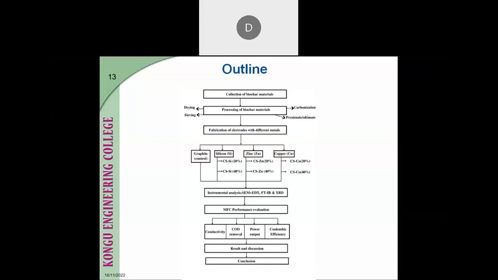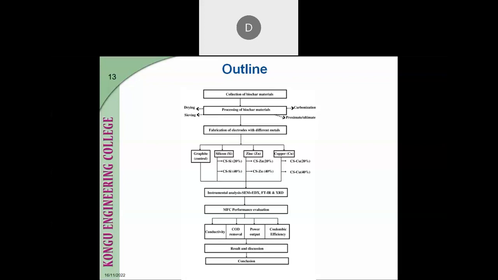This slide shows the outline of the work, what the presentation shows. Initially the biochar materials were collected, and the processing was done, such as drying to remove the moisture content, carbonization, and sieving. So these are the different methods by which we normally convert the waste materials into biochar.